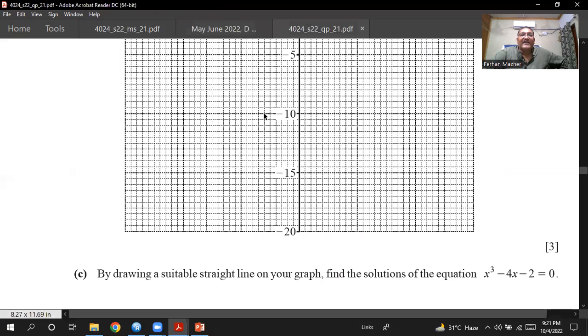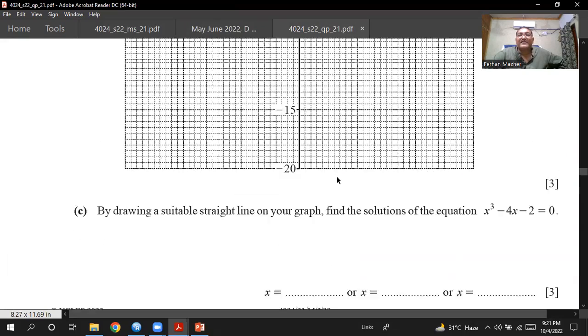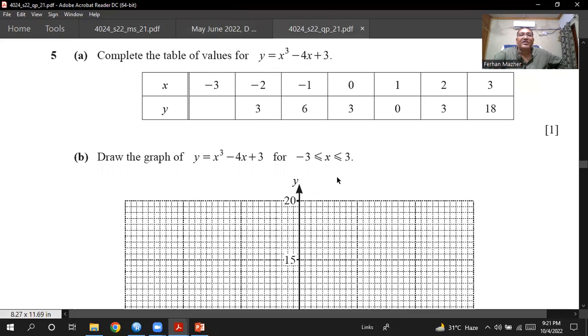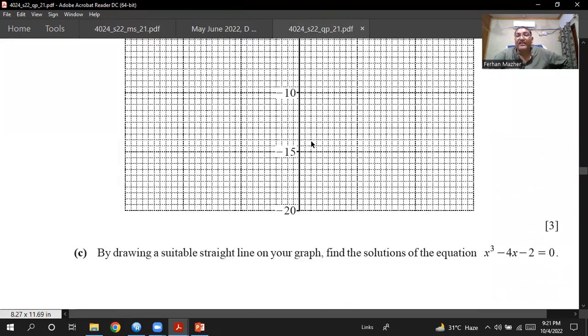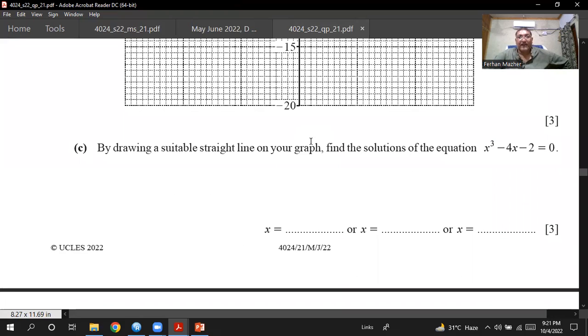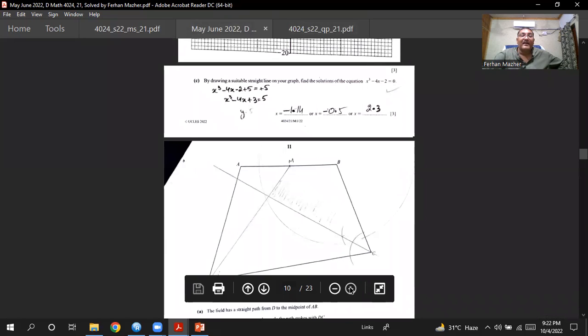Okay, then they ask us a question. It says, by drawing a suitable straight line on your graph, find the solution of the equation x cubed minus 4x minus 2 equals 0. So the original equation is x cubed minus 4x plus 3. They are asking us to find the solution graphically of x cubed minus 4x minus 2 equals 0. So I will take this equation and try to make the actual expression whose graph we have on the left side. For that purpose, I will add or subtract on both sides. Let me show you.